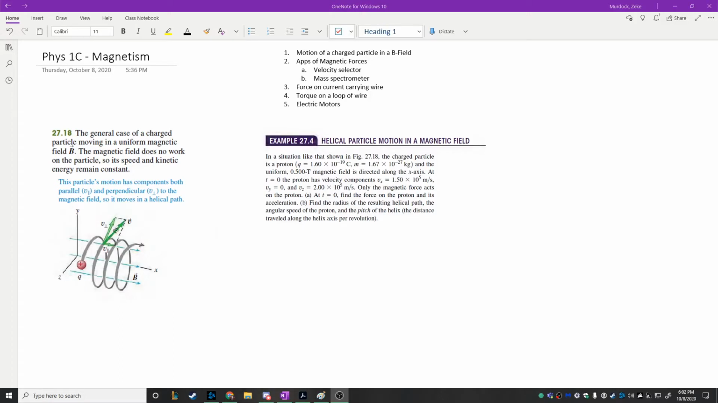Alright, this is Physics 1C for October 8th. Tonight we're talking more things about magnetism. We're going to start off with refreshing what we did last time.